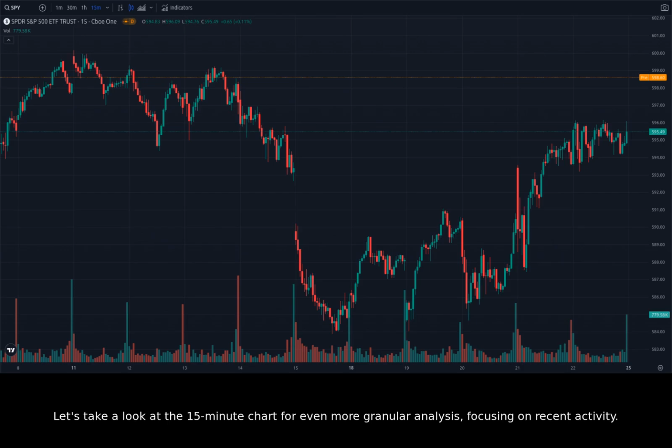Let's take a look at the 15-minute chart for even more granular analysis, focusing on recent activity. Here we can observe the short-term fluctuations better. The increased volume suggests an increased interest in the market during the period.